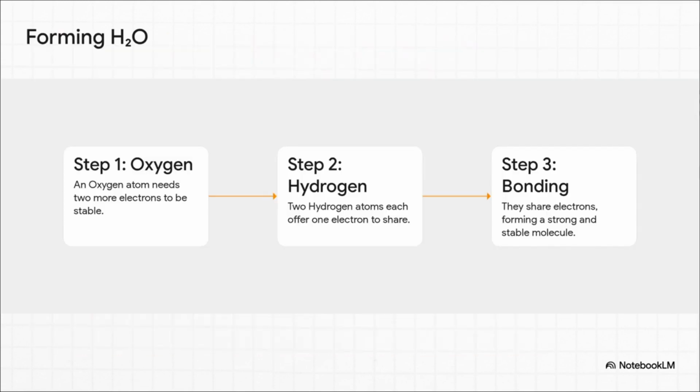So here's how it plays out. That big oxygen atom, it needs 2 more electrons to feel complete, to be stable. And what do you know? Each of our little hydrogen atoms has 1 electron to offer. So the oxygen atom reaches out and holds hands with 1 hydrogen, sharing a pair of electrons. Then it just does the exact same thing with the second hydrogen atom. It's this perfect cooperative deal that makes everyone happy and creates a super sturdy molecule.